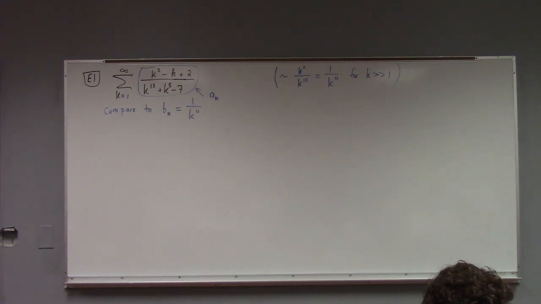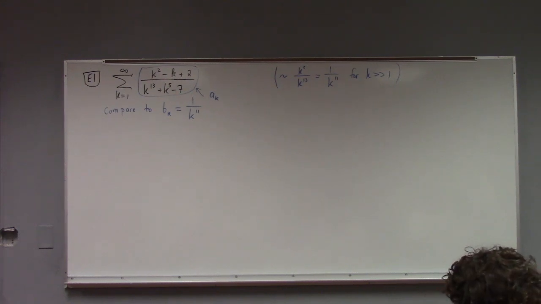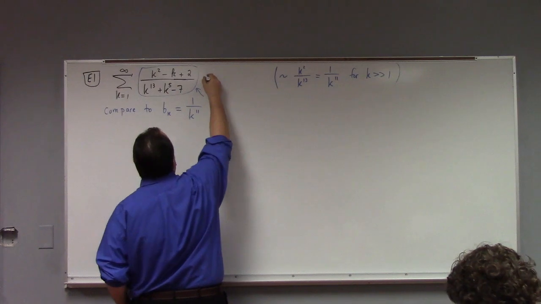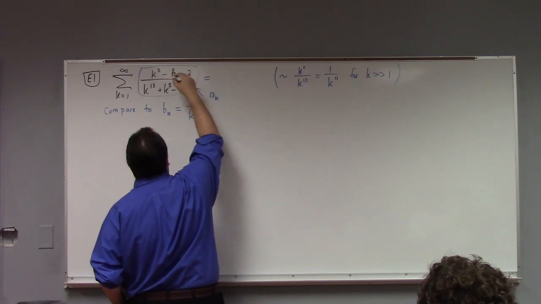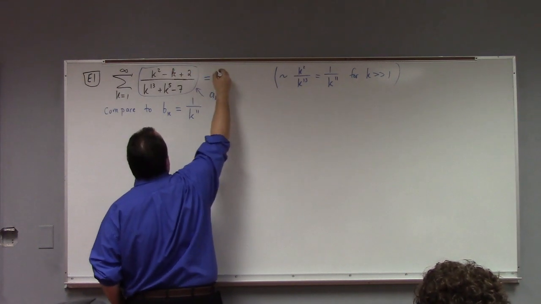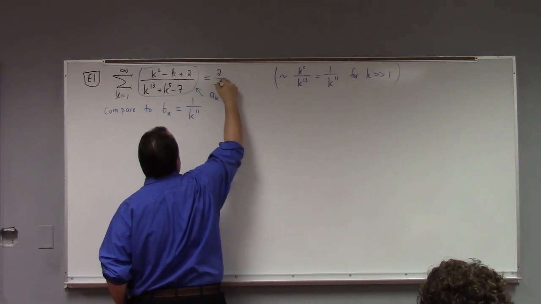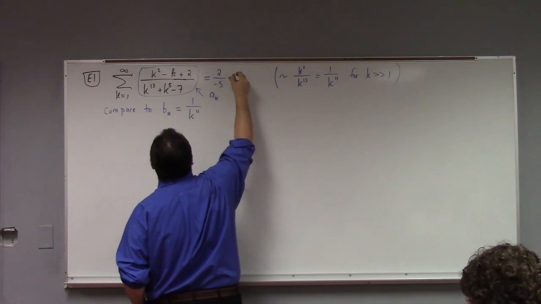Why is this not quite reasonable? Yep, it can be negative. It can be negative is a good answer. I would say it starts out negative, right? So if I plug in 1, I get what? 2 over, looks like minus 5, yeah? And then what's the next term?